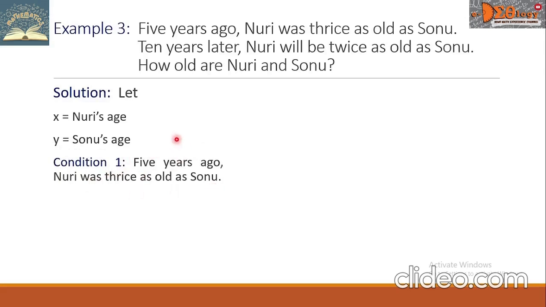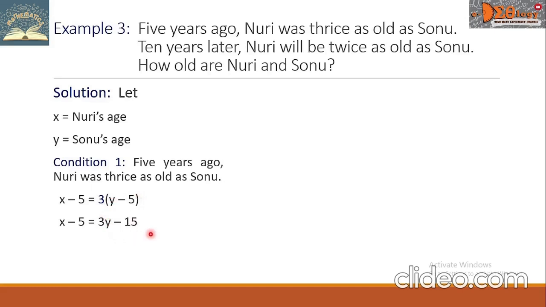Let us represent the 5 years ago with respect to the age. So for Nuri, that is x minus 5. For Sonu, that is y minus 5. And it says, Nuri was thrice as old as Sonu. So to balance this, we will multiply 3 to Sonu's age. Then, let us simplify the right side. 3 times y is 3y. 3 times negative 5 is negative 15.